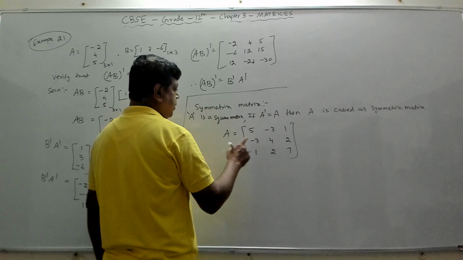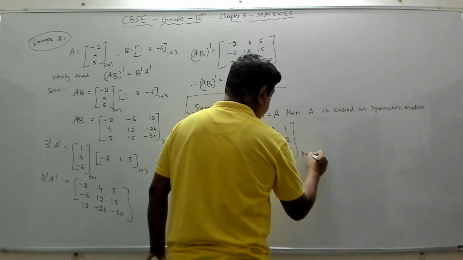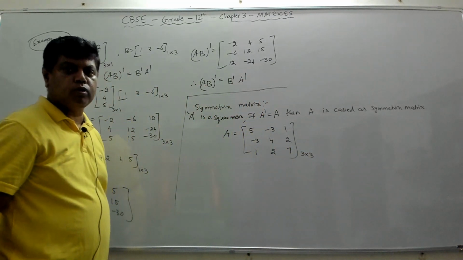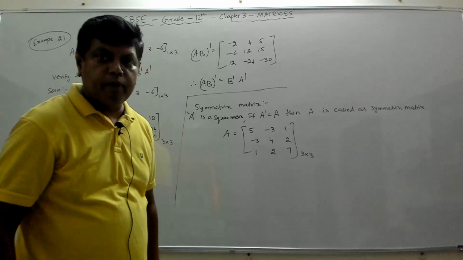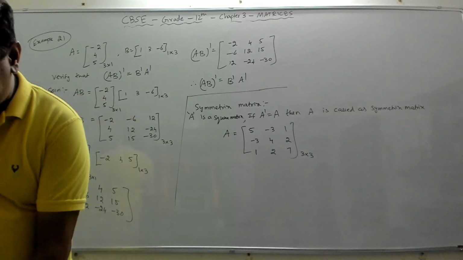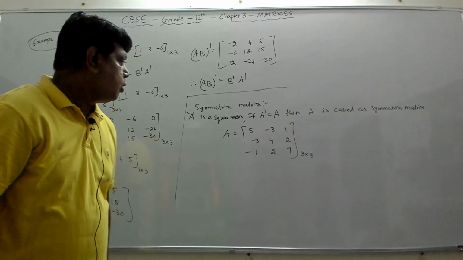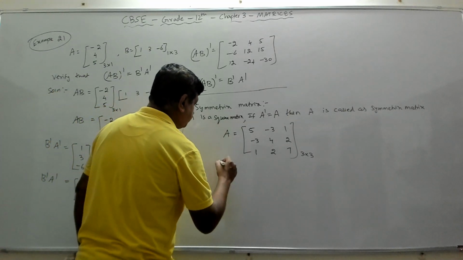Now this is your A matrix. It's always 3 cross 3. It has to be a square matrix. It can be 2 cross 2 or 3 cross 3, doesn't matter. Now what is our A transpose?